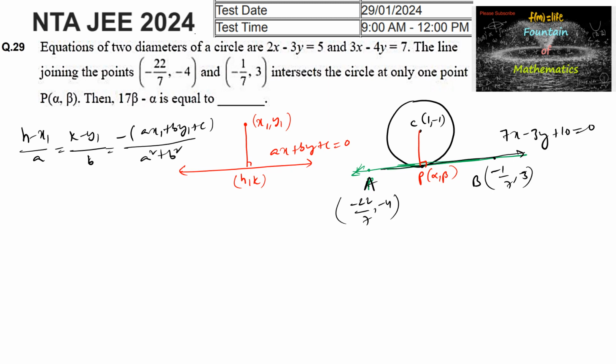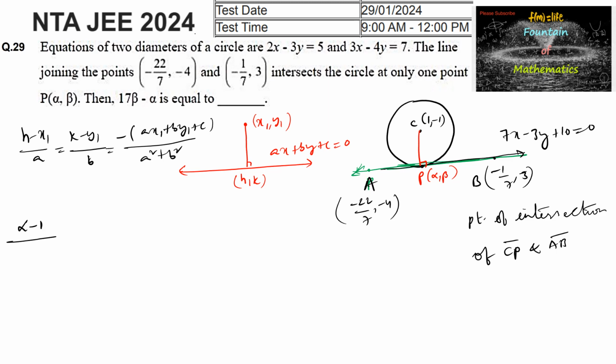So by using this concept, we can determine the foot, or we can also find the equation of the line CP, and the point of intersection of these two lines also can be determined. We can also determine the point of intersection of the CP line and the AB line. We get the point alpha comma beta. Now let us use this concept. So h comma k is nothing but here alpha beta. So alpha minus, and from the point that is 1 comma minus 1.